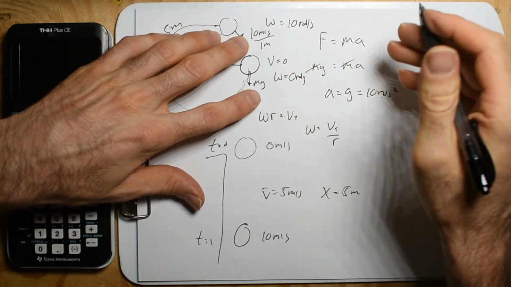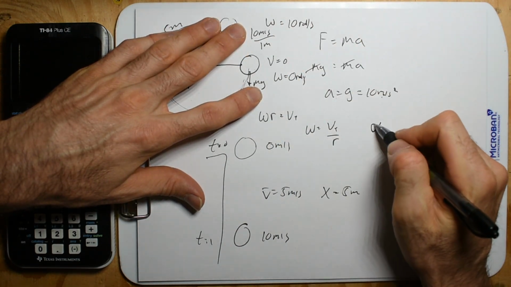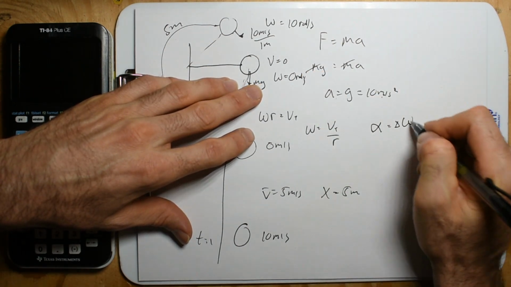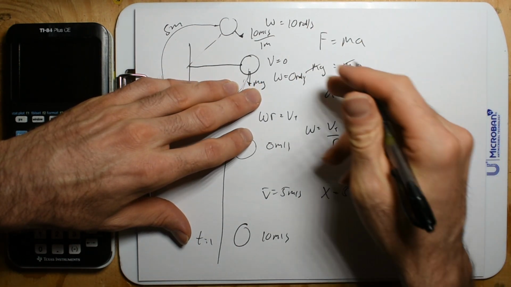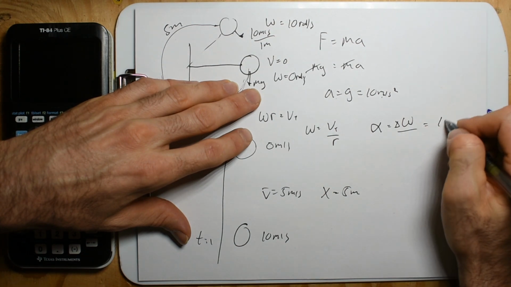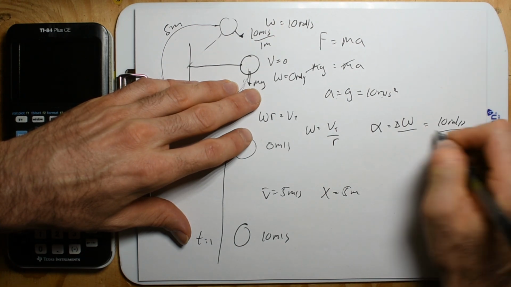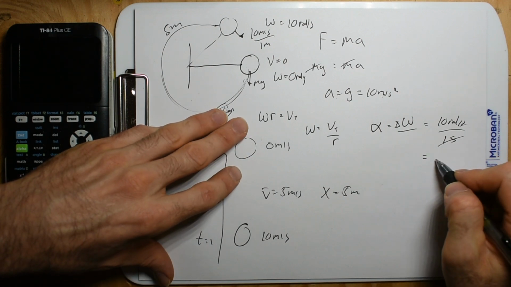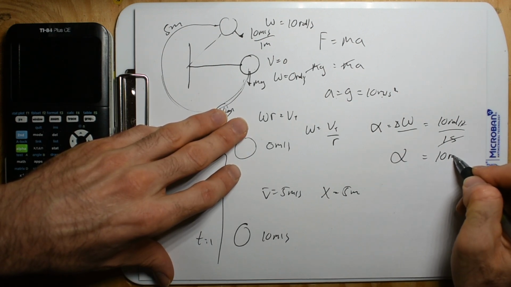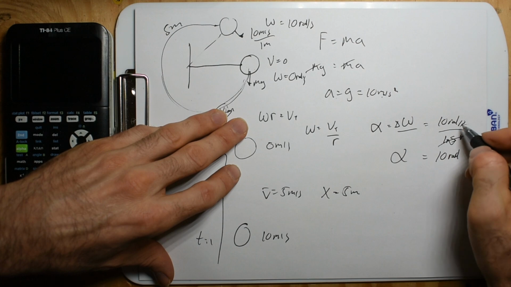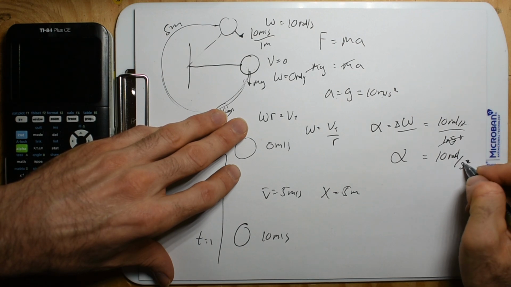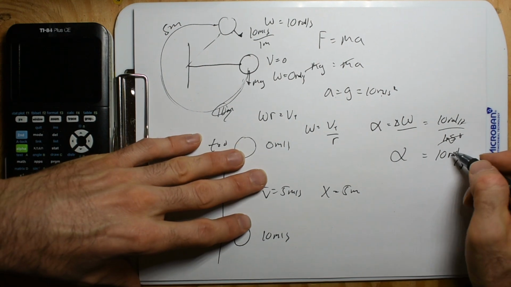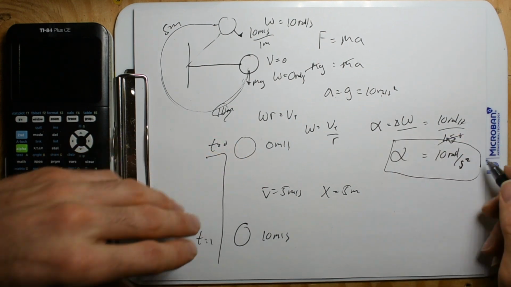Cool. But let's say we want to know our angular acceleration. Our angular acceleration is going to be the change in angular speed. We went from 0 to 10, so 10 radians per second, and we did that in a time of 1 second. And so we still get an angular acceleration of 10 radians per second squared.